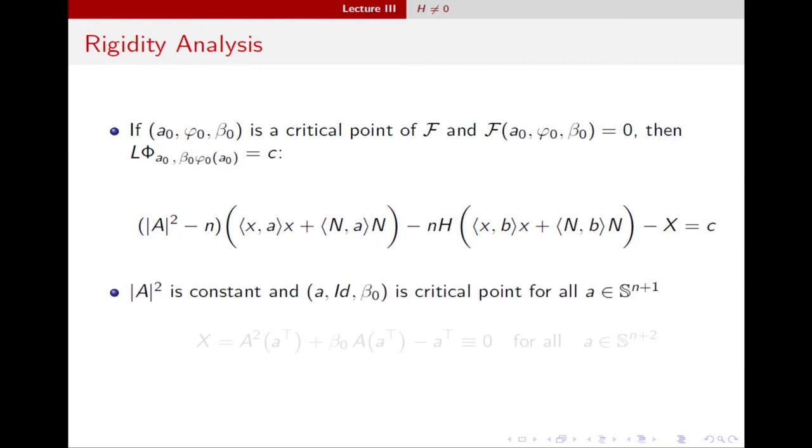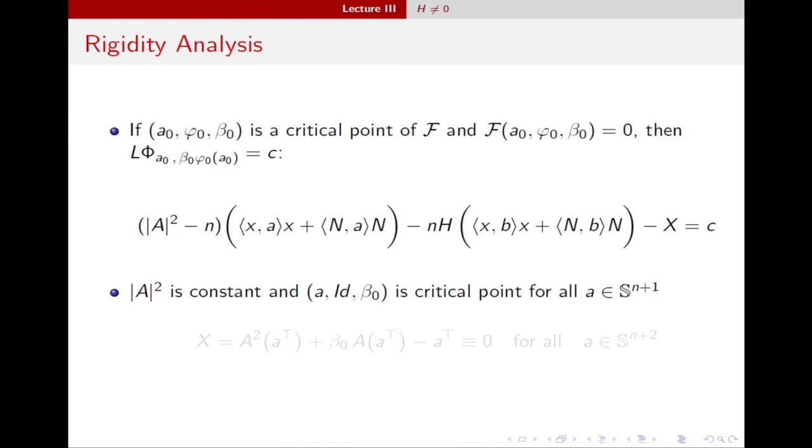And once you get that the second fundamental form is constant, you just look at the expression of the functional again, and you see that you now have a bunch of critical points for that critical value 0, right? More precisely, for any A in the sphere, and if you fix the orthogonal map to be the identity and you fix this beta 0, then these are all critical points for the functional.